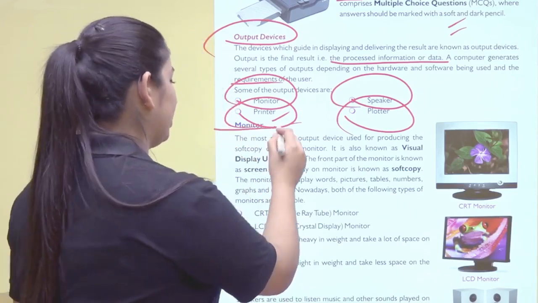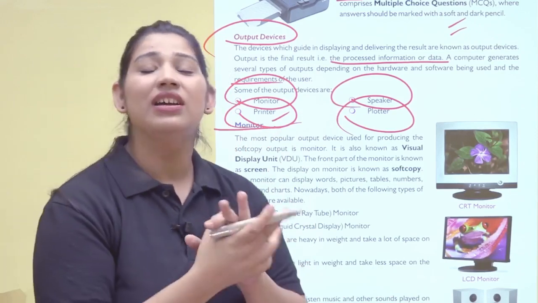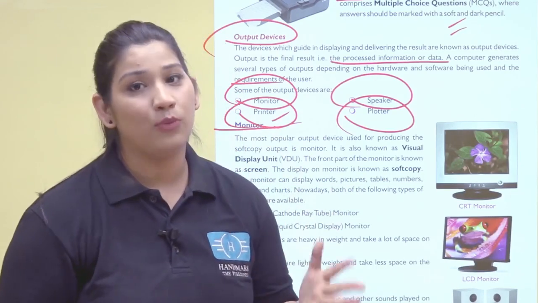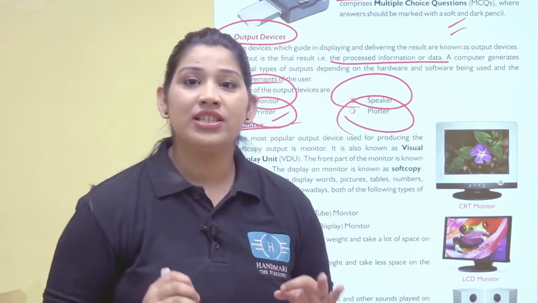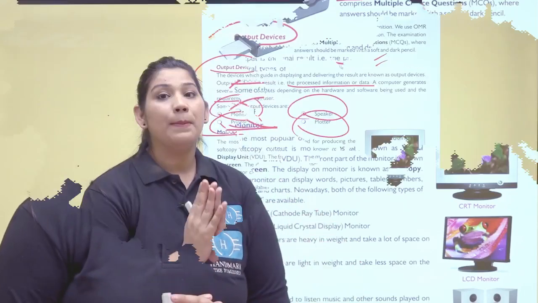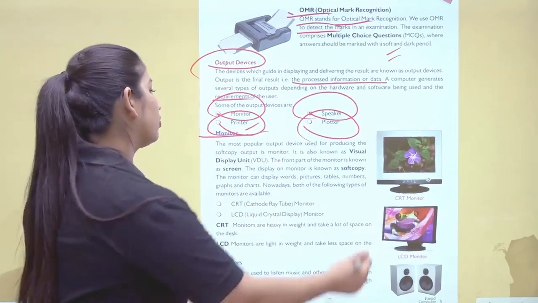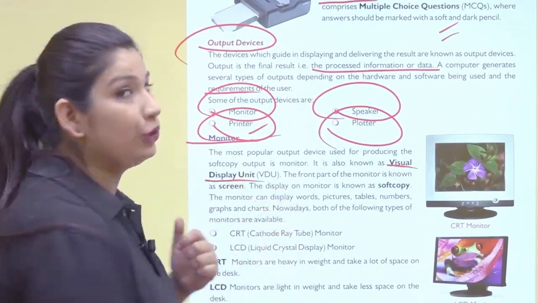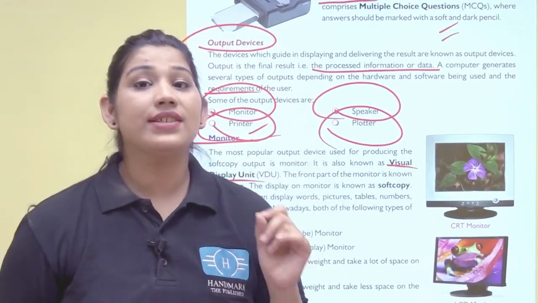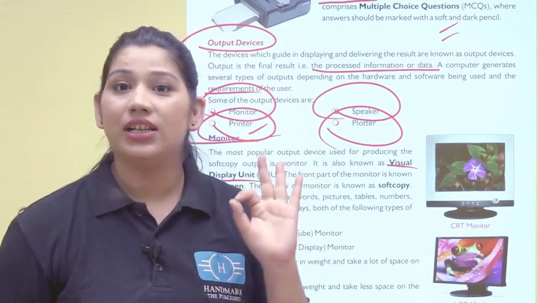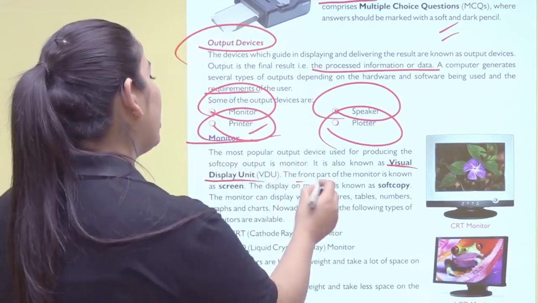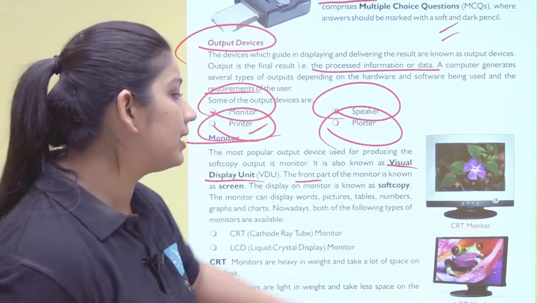First comes the monitor. The most popular device of the computer is the monitor, where we see the result of our data. Monitor produces the soft copy of your data. Monitor is also called visual display unit, VDU, which stands for visual display unit. The front part of the monitor is known as screen.